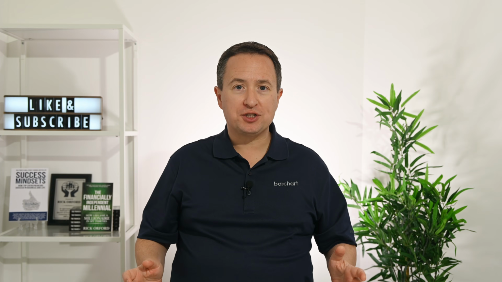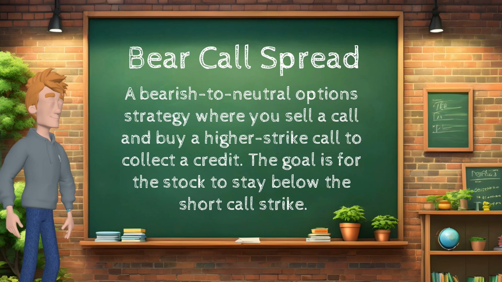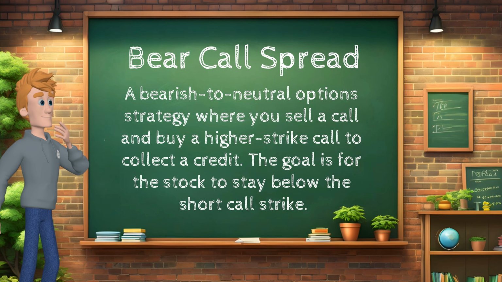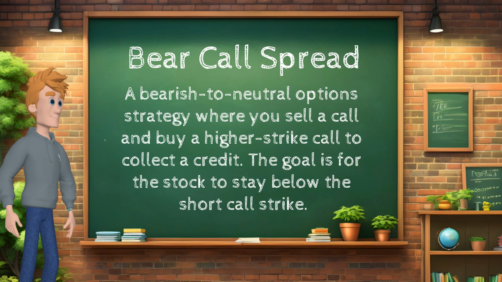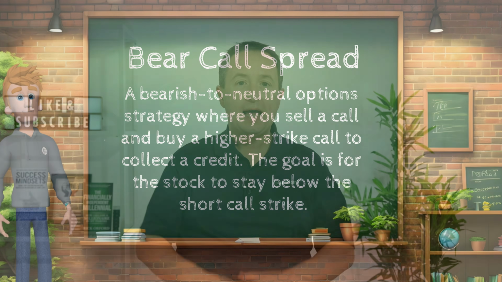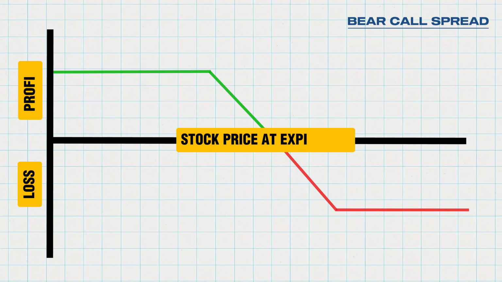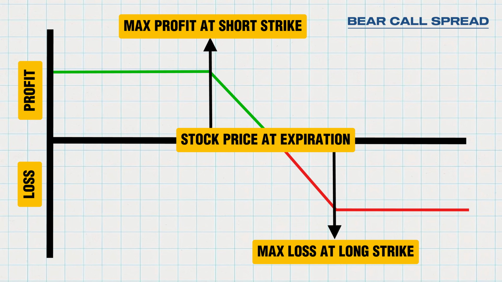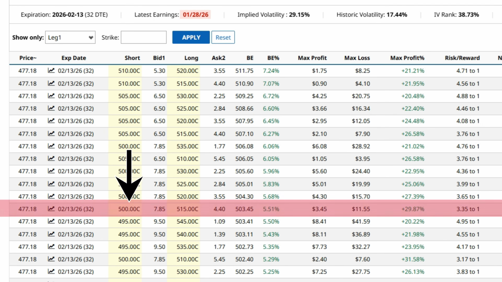Now, a bear call spread is a strategy where you collect a premium by selling a call option and then buying the same one at a higher strike, while expecting the stock to stay below your short strike. The goal is for the stock to trade below that short strike at expiration. And like the bull put, bear calls are risk defined, so you'd want to start with a higher strike price. So let's take, for instance, the 500-515 call spread, and you'd get $3.45 a share, or $345 per contract.